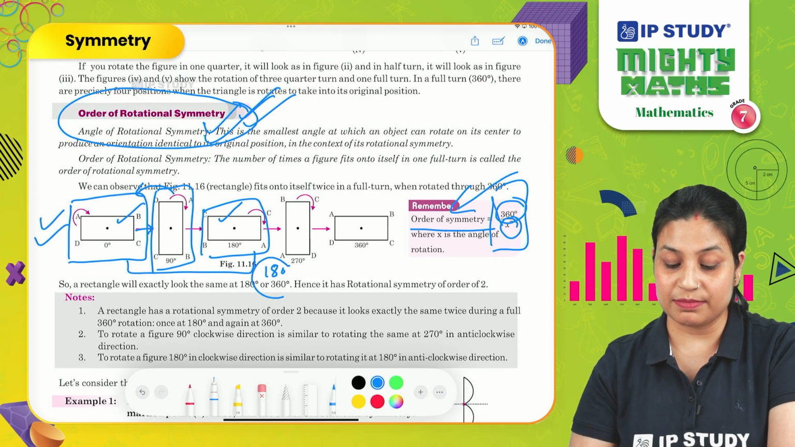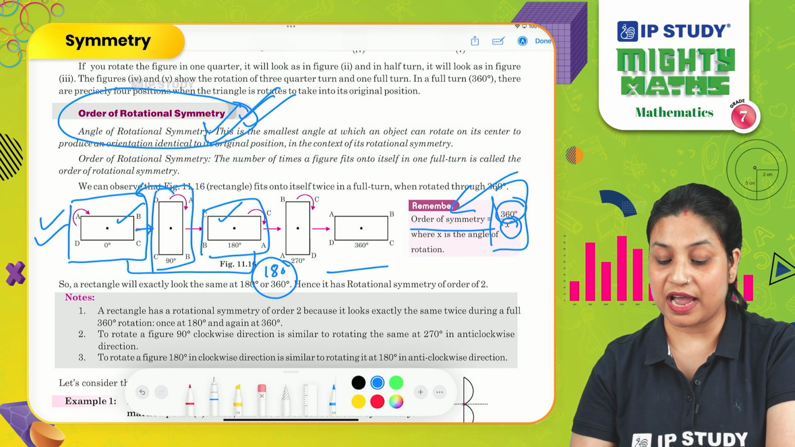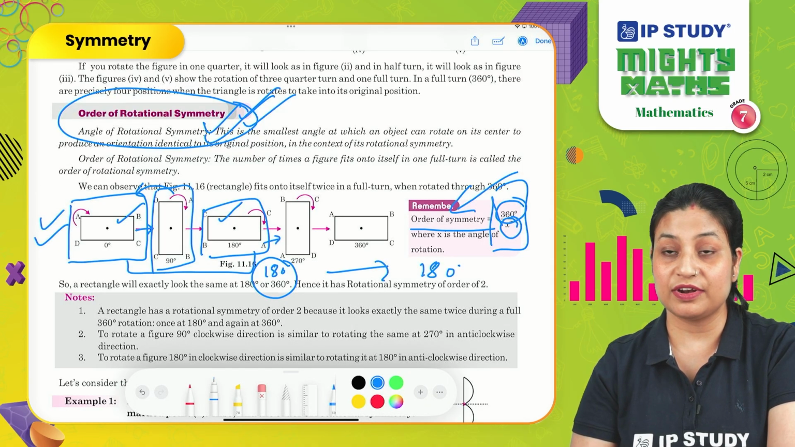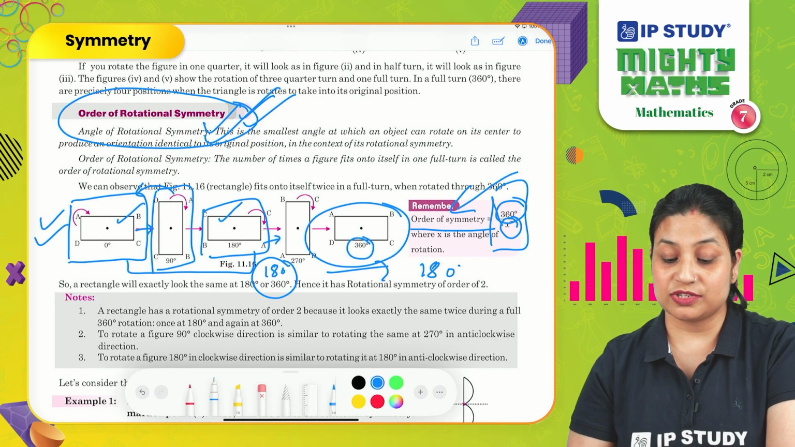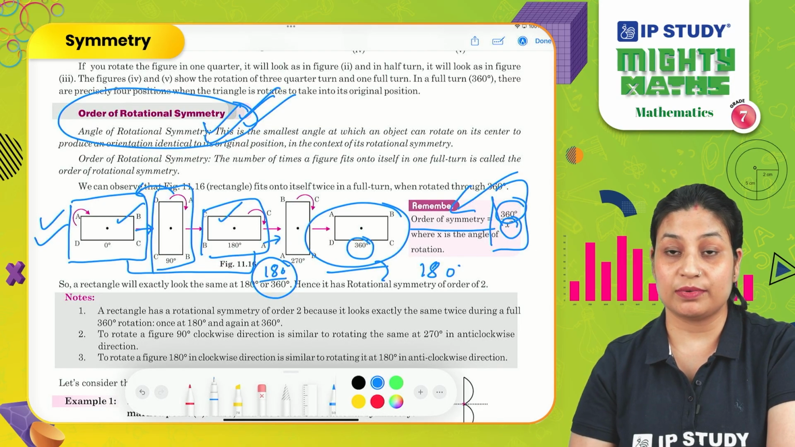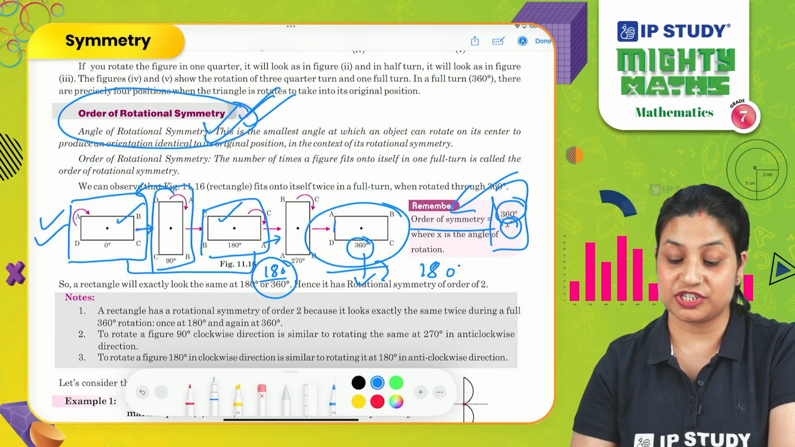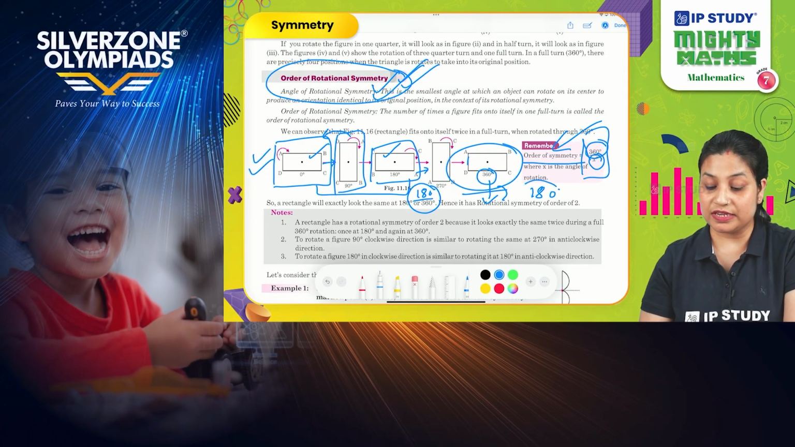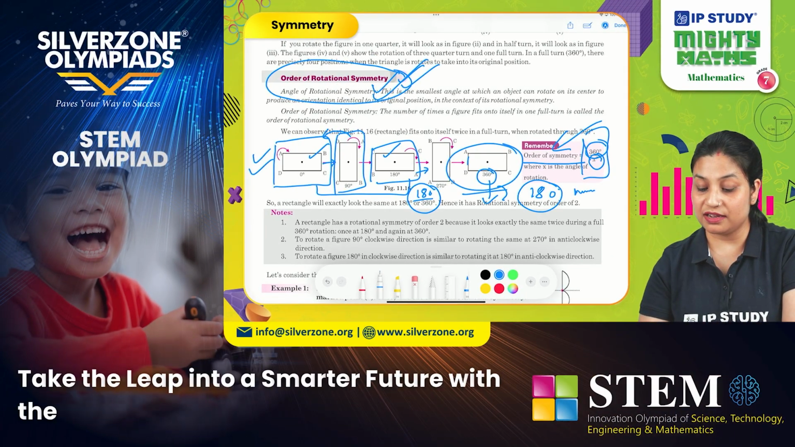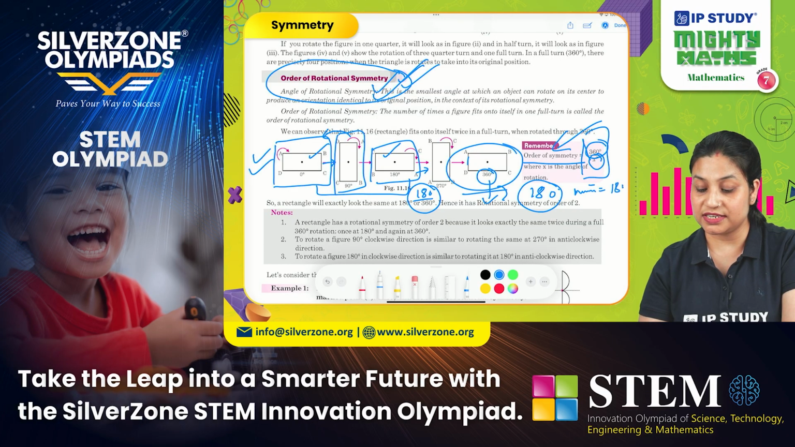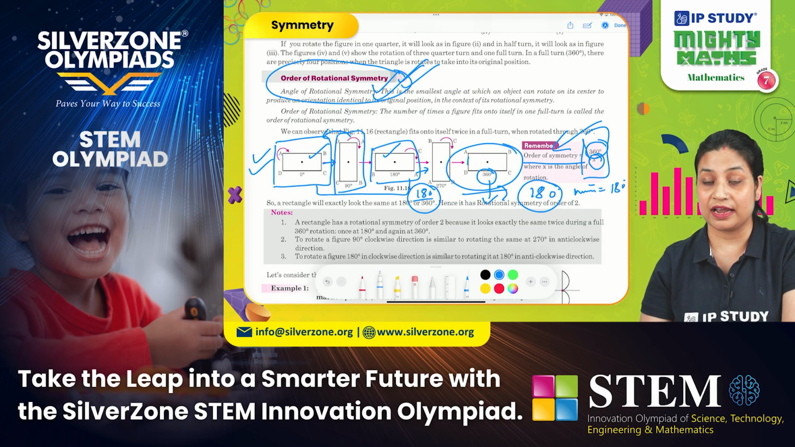So what is the minimum angle? Minimum angle is 180 degree, because if I rotate it further by 90 degree, it will not look alike. But if I further rotate it by 90 degree, that means if I rotate it by 360 degree, I'll get the same rectangle back. So at 180 degree or at 360 degree, I will have the similar shape, right? So here, what is my minimum angle? Minimum angle becomes 180 degree. That will become the angle of rotation.